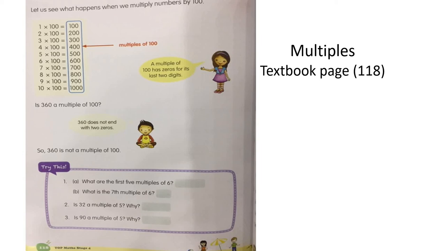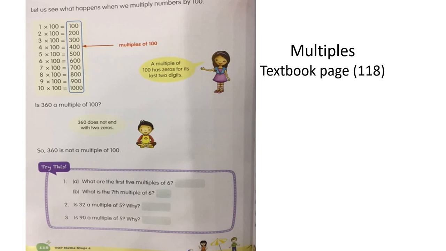Now ask yourself, is 360 a multiple of 100? No, because it should end with 2 zeros. It does not end with 2 zeros, so it's not a multiple of 100. Okay, let's take a look at the exercise here.